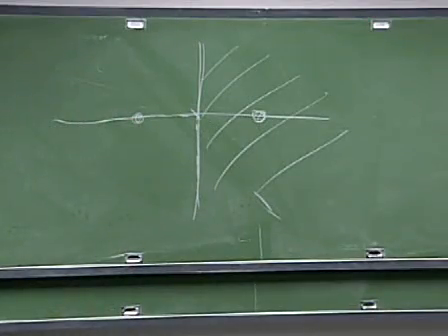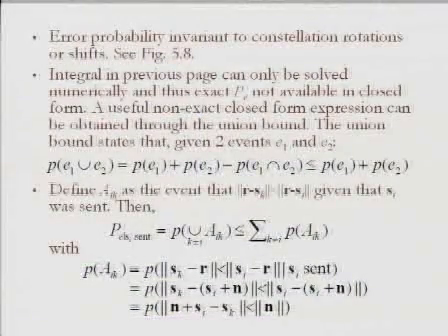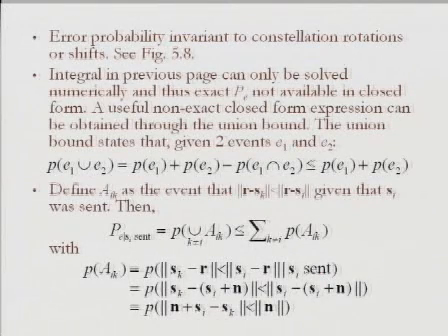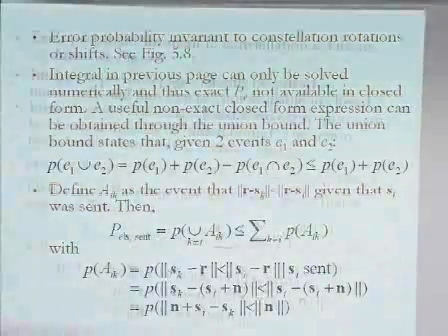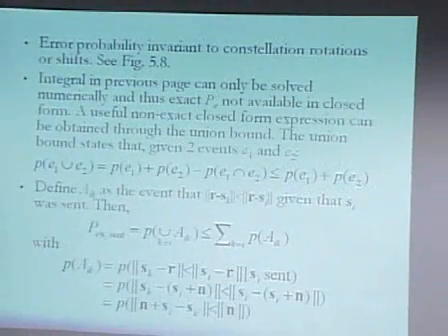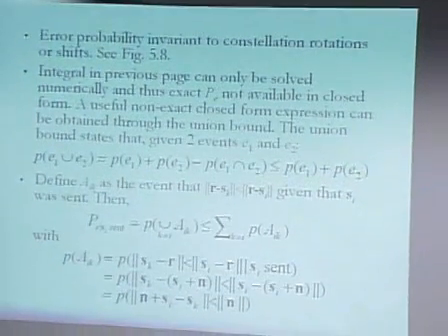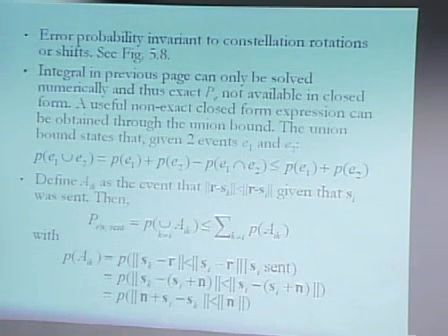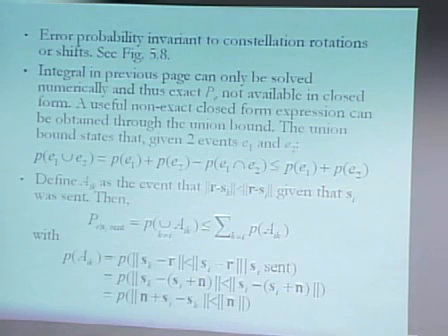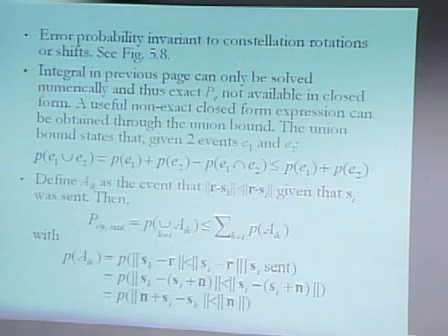So this is something to keep in mind, that with these error probabilities, you can rotate the constellation or shift it, and the error probability is not going to change as long as everything remains equidistant. I mean, as long as the distances are not compressed or expanded, it's not going to change. So in any event, this integration can only be solved numerically in general. And so the exact error probability, in a few cases it is available, but usually it is not available in closed form. Now, we're interested in finding closed form expressions, even if they're not exact, but they approximate, that we can work with.